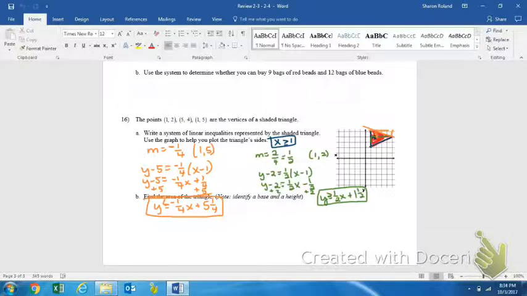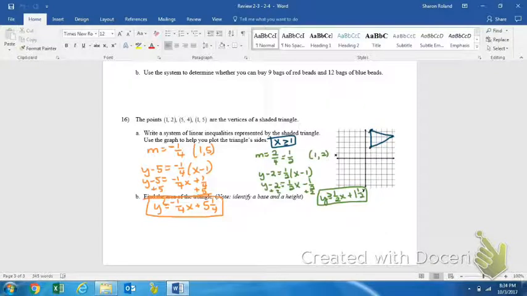So there's your 3 equations, and then it says find the area of the triangle. Identify a base and height. Well, I've got so many drawings on here that I'm going to erase it and start over so you can see what I'm doing. So I'm going to start over with the points: 1, 2, 1, 5, and 5, 4. Okay, so here's our triangle again.